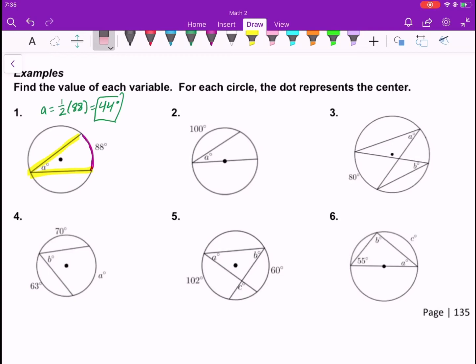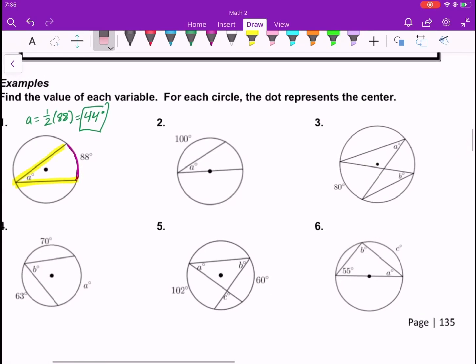All right, so for number 2, same idea. We do have to know where the inscribed angle is. So the inscribed angle that we're really referring to is right here, which, notice, we don't know the intercepted arc. However, we do know the arc near it.